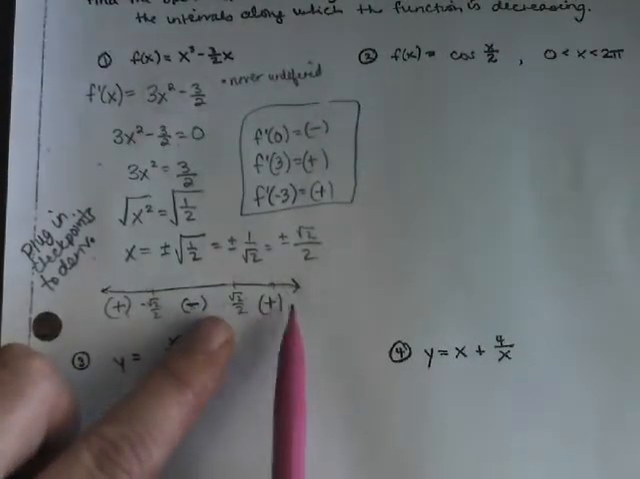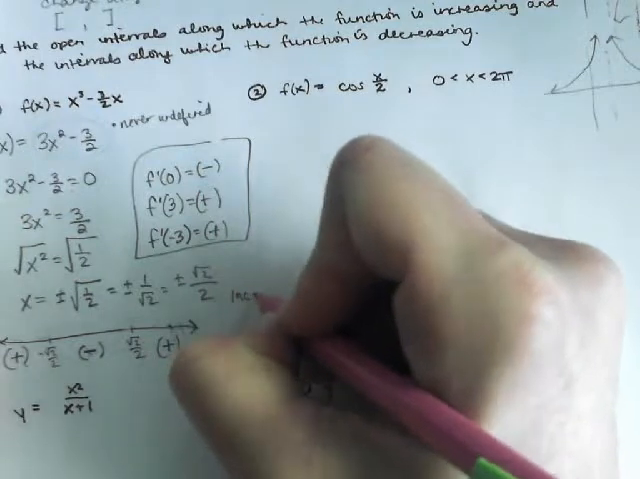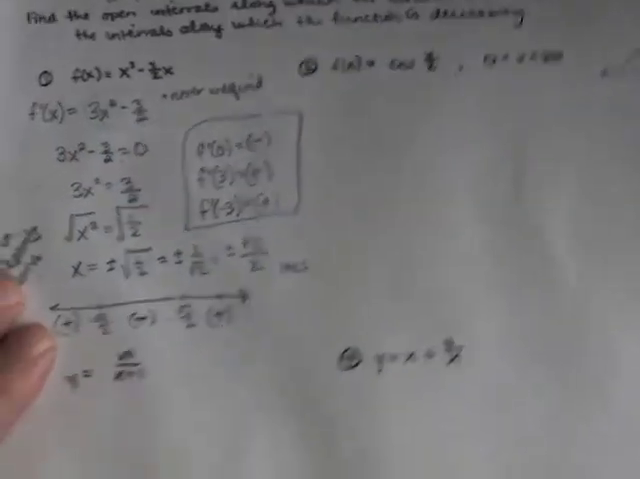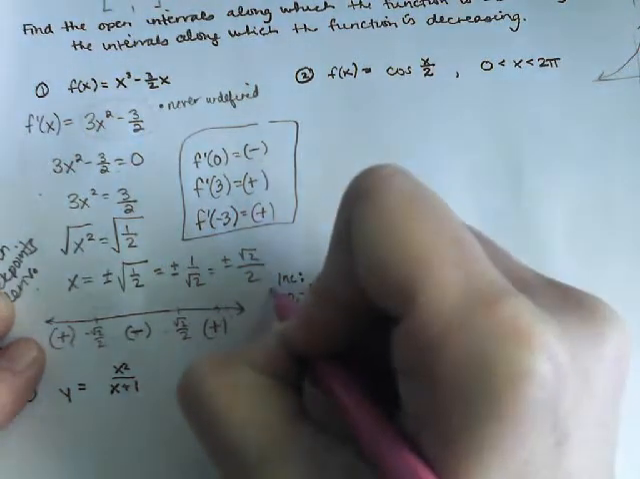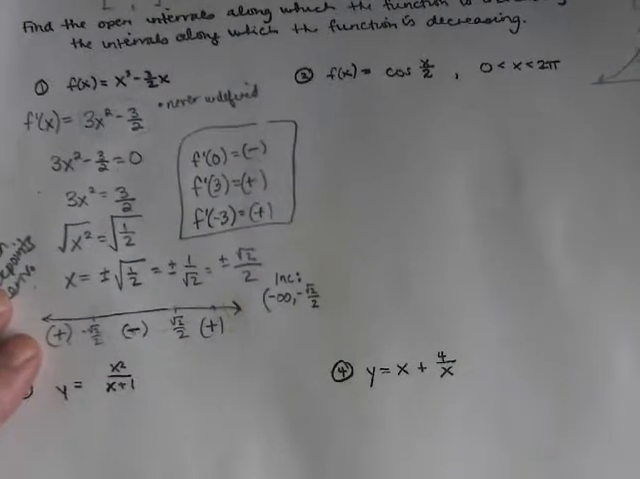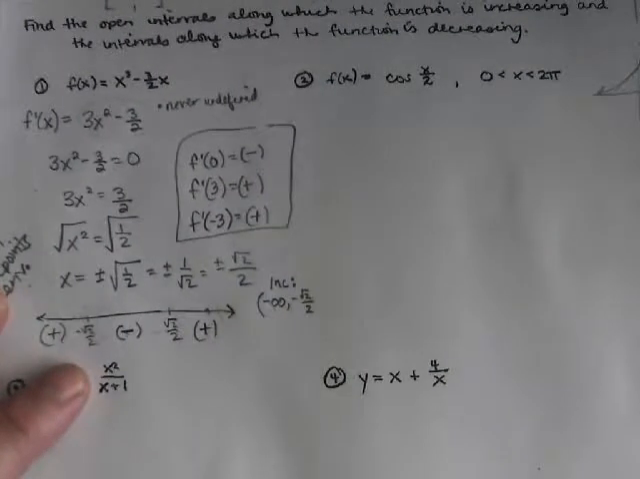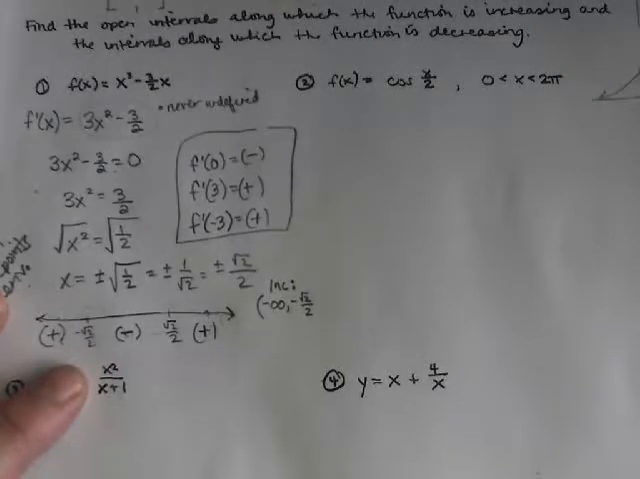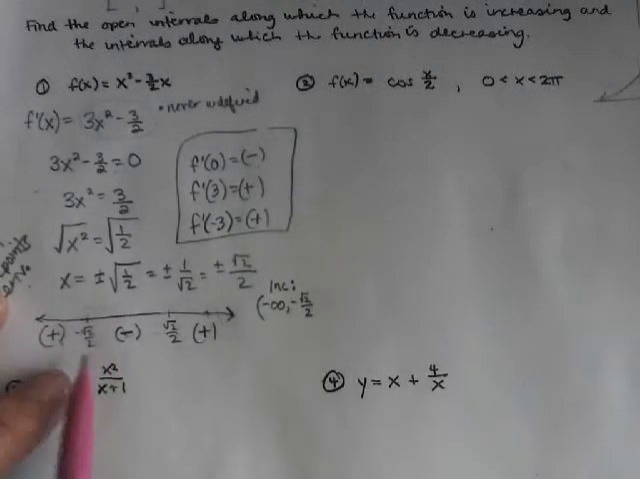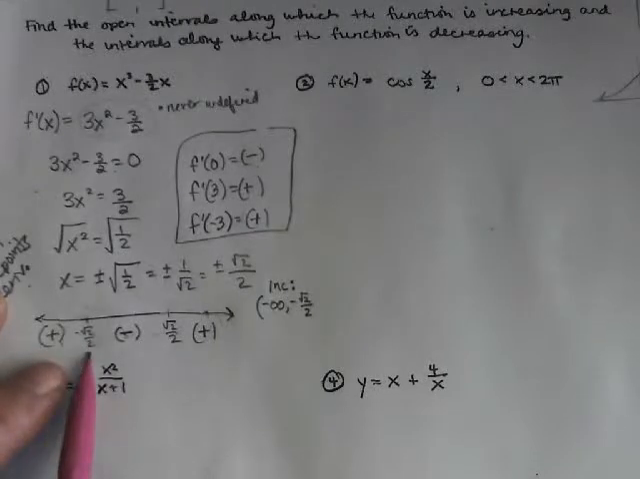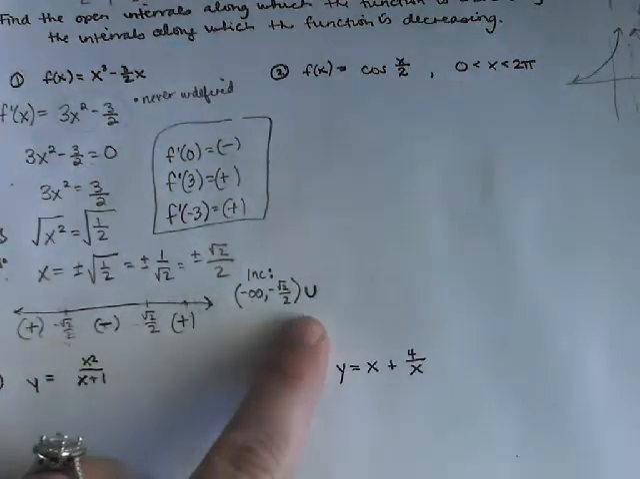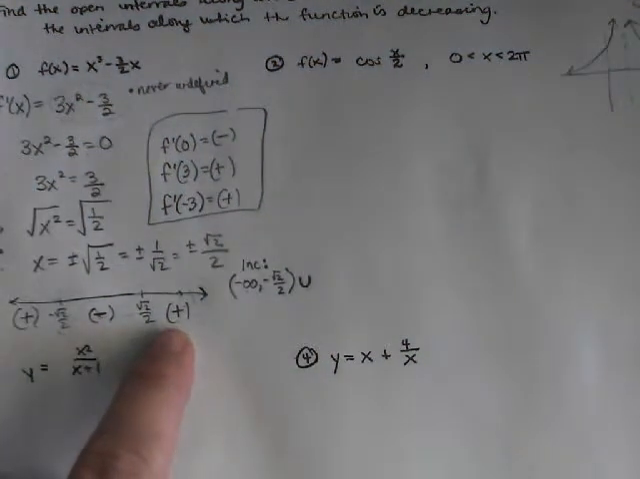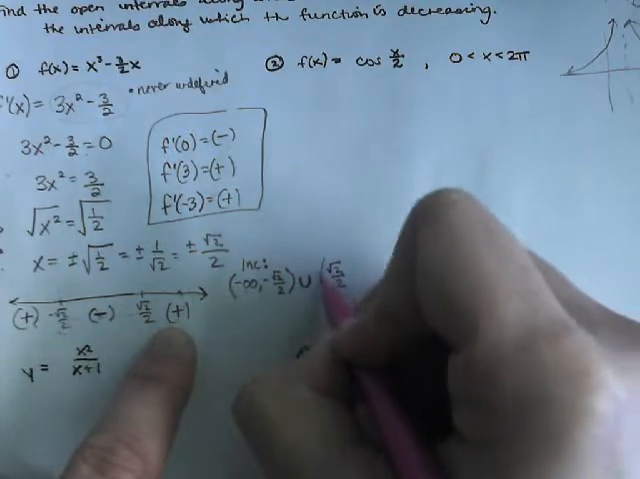So, increasing, our interval will be negative infinity to negative root 2 over 2. Around infinities, we always use parentheses. What am I going to use around the negative root 2 over 2, parenthesis or bracket? Is it actually increasing right at negative root 2 over 2, yes or no? No, it's not, because the slope there was 0, so that's a parenthesis. And I'm going to write a union with the other interval it's increasing along, which starts at root 2 over 2, again with parentheses, and to infinity.